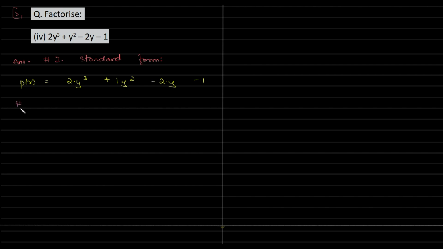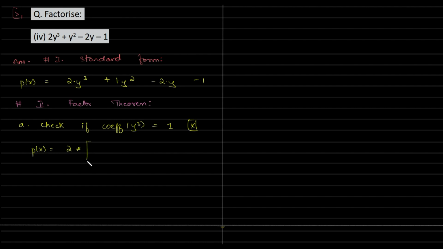Second step is using factor theorem. So we have to check if the coefficient of x, in this case y cube, is equal to 1. Clearly it's not, right? It is 2. So what you have to do is take 2 common.